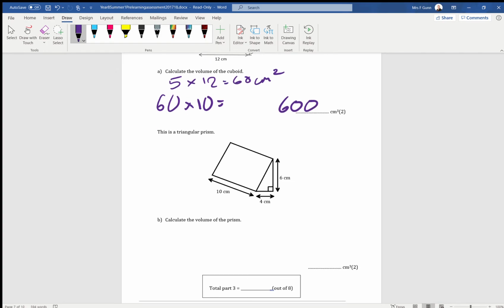Here is a triangular prism. Calculate the volume. So again, we find the area of this triangle. The triangle is a half, the base times the height. So half of 4 is 2, times 6 is 12. Then you times it by the length. So 12 times 10 is 120 centimetres cubed.